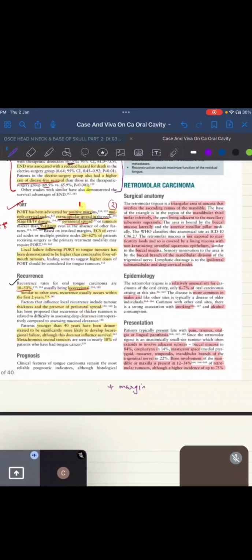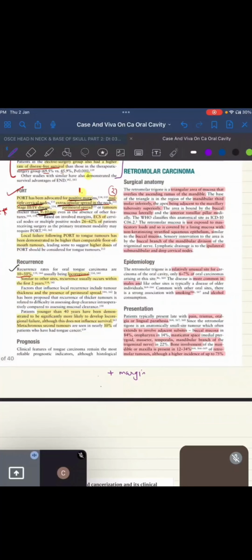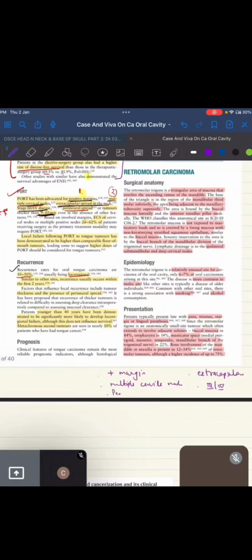When the report comes back, if there are positive margins, or multiple cervical nodes, or extracapsular spread, and stage 3 and 4, which means basically advanced stage disease, perineural spread, and thickness more than 9 to 10 mm. So these are the indications for your post-operative radiotherapy.